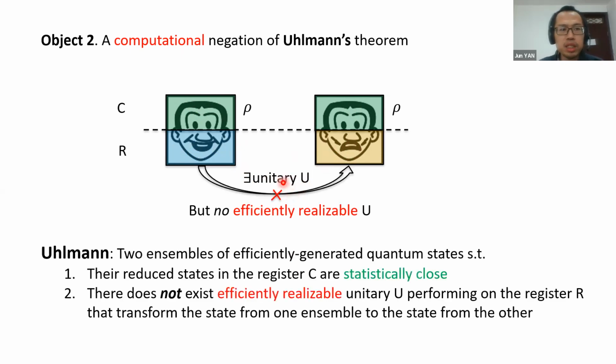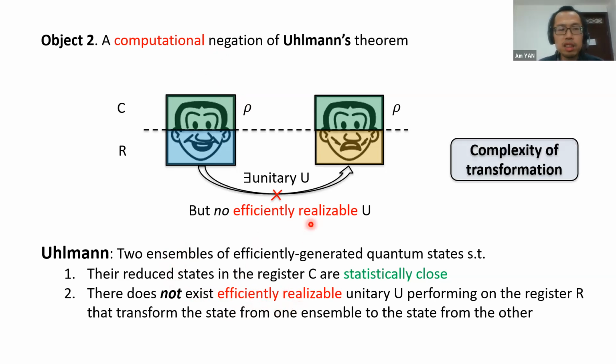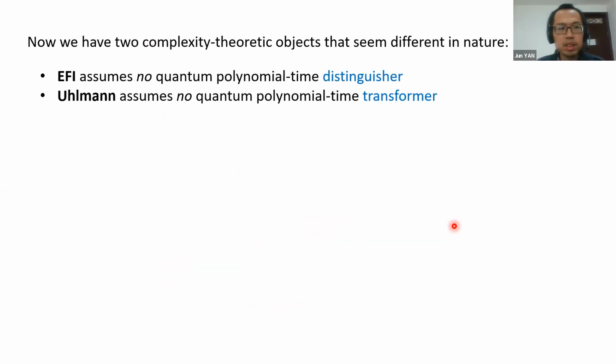So this gives the second object, which we just call it UHLM. It is two ensembles of efficiently generated quantum states, such that their reduced states in the register C are statistically close, but there does not exist an efficiently realizable U performing on register R that transforms the state from one ensemble to the state from the other. So this second object can be viewed as some complexity of transformation. So now we have two complexity theoretic objects that seem quite different in nature. EFI assumes no quantum polynomial time distinguisher, while UHLM assumes no quantum polynomial time transformer.